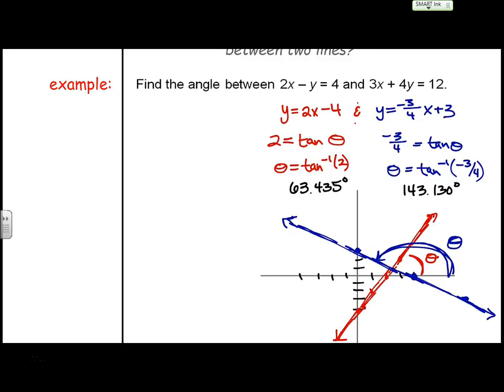How do we find the angle between? Subtract. Seems to make sense, right? Because if we subtract, what are we going to get? The angle between. So we can go ahead and subtract the 143.130 because we solved for it. We can see the bigger minus the smaller gives the angle between. The 143.130 minus the 63.435. And what do we get? 79.695.